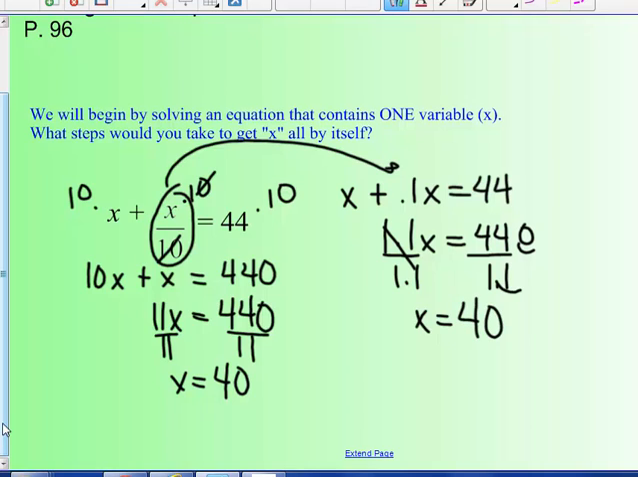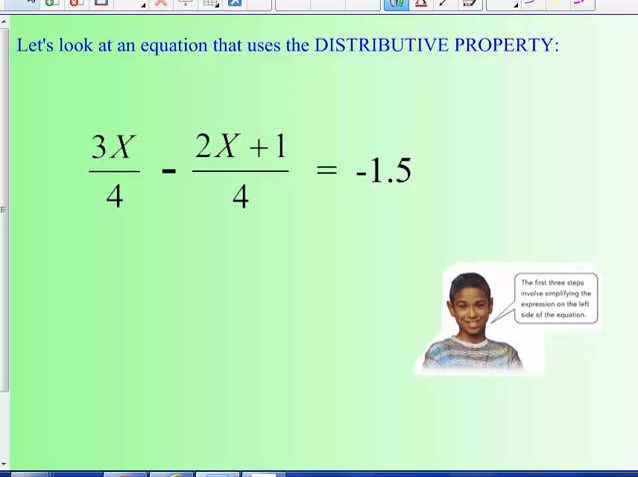Now, I would take a calculator at this point or mental math and make sure, just like I modeled in class, that this is the correct answer, 40. So I'm going to go back to my original equation, x, which is 40, plus 40 divided by 10, which is 4. Does it equal 44? Yes, 40 plus 4 does equal 44. Or do it on a calculator and you will see that 40 plus 40 divided by 10, enter, does equal 44.